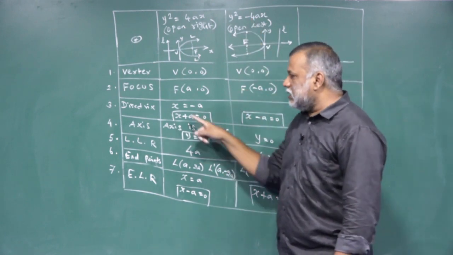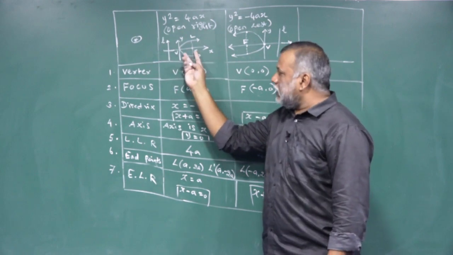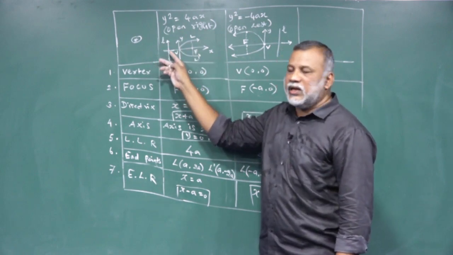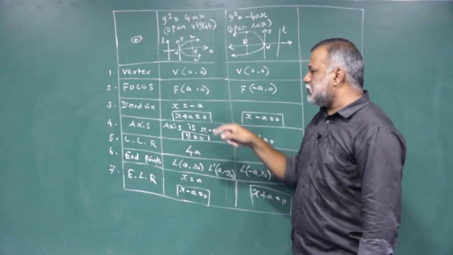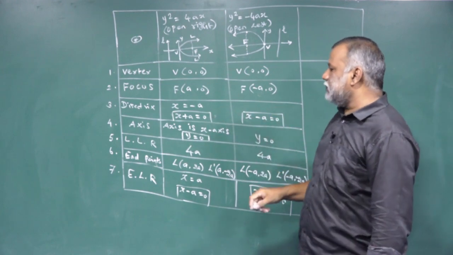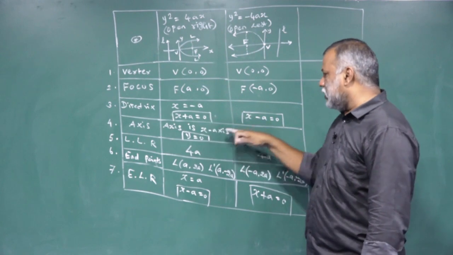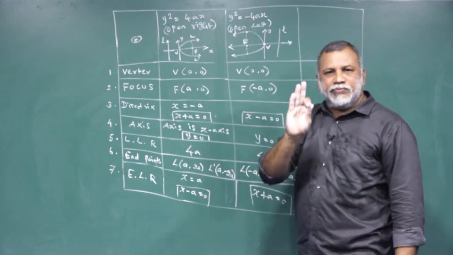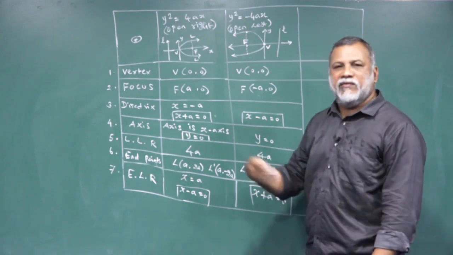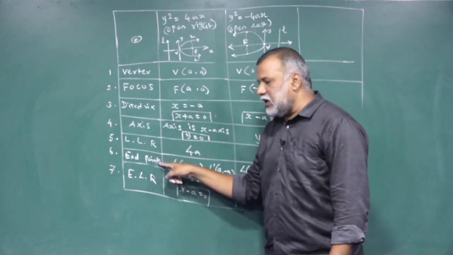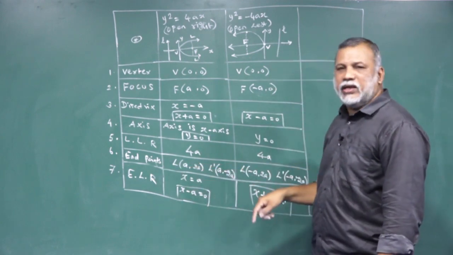Simply you can understand. Then the directrix must be at equal distance when compared with the focus, but it lies in the opposite direction. See here, minus a. Therefore, x equal to minus a, we can say x plus a. Then the axis is common, y equal to 0, because the x-axis is the axis. The length of the latus rectum never changes, so 4a, because it's a length. The length is always the same wherever it lies. Then the endpoints of the latus rectum: a, 2a, then a, minus 2a.